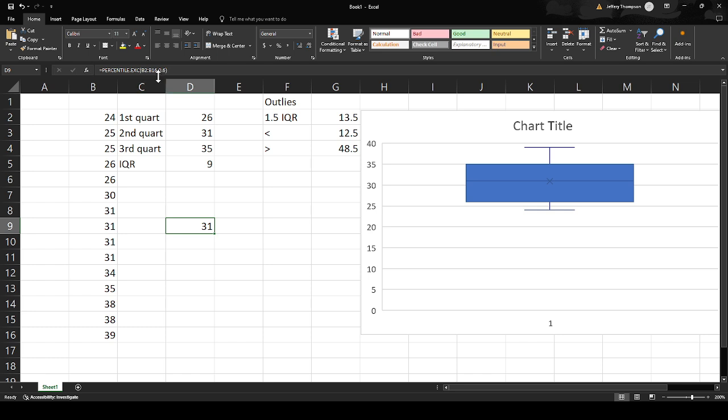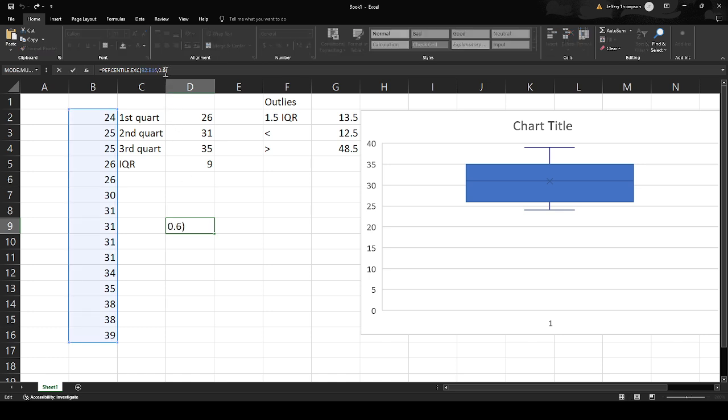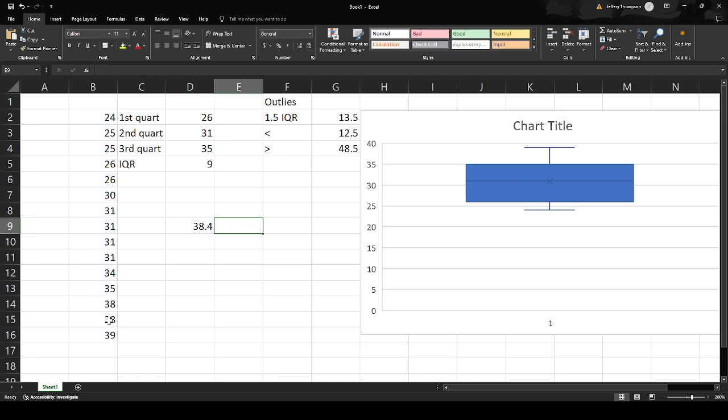In the comma here, we have to specify the percentile we're looking for. So if I wanted the 90th percentile out of this, we'll put 0.9. That falls in the middle here, somewhere between 38 and 39, and so it calculates it to be around 38.4. So Excel does give us the ability to calculate what number in our data falls within a percentile range. So we're able to use this both ways.